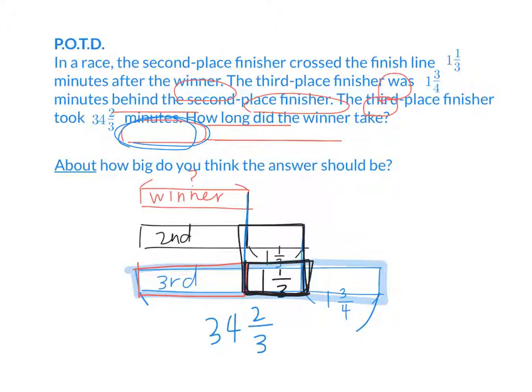What about this last area over here? How long is this last area? 1 3/4. So if I know that this section right here is 1 1/3 and this section is 1 3/4, I don't know this section, that's what I'm trying to figure out, but I know the whole thing is 34 2/3, how can I figure out how long the winner took?